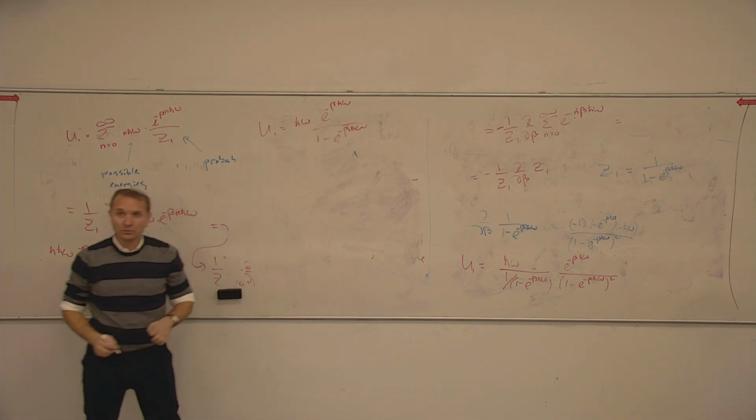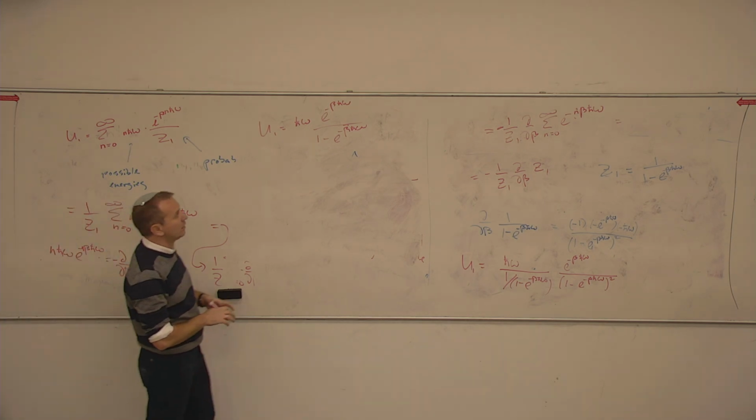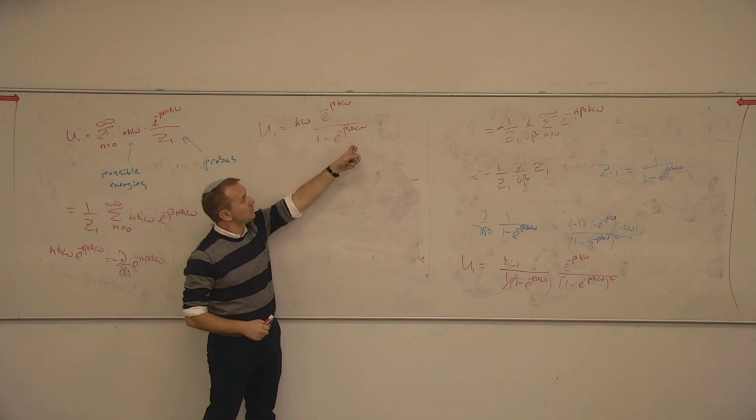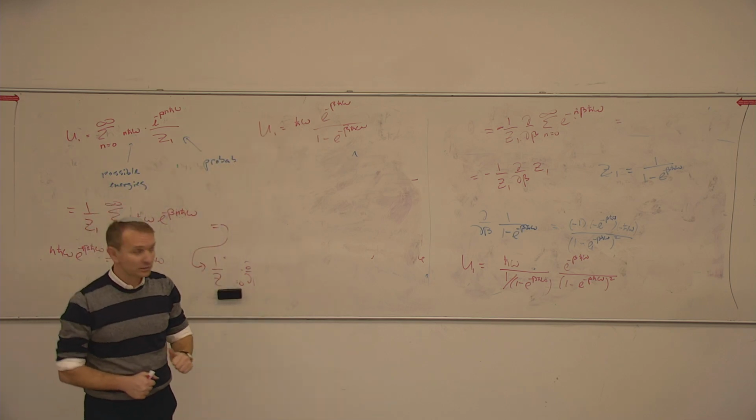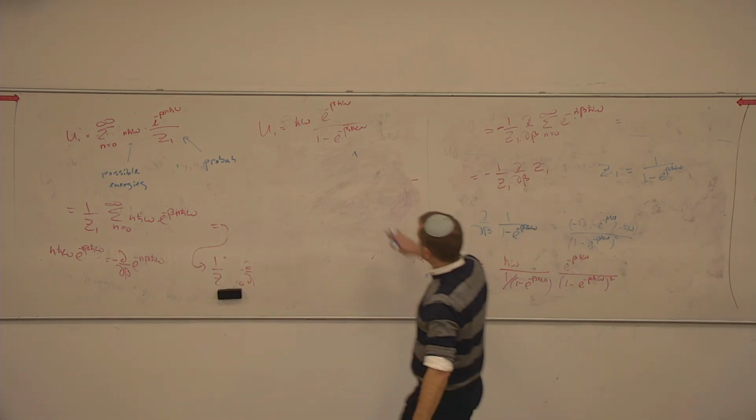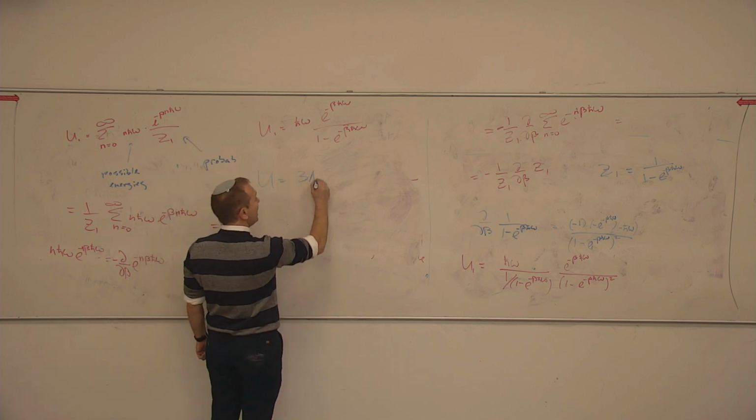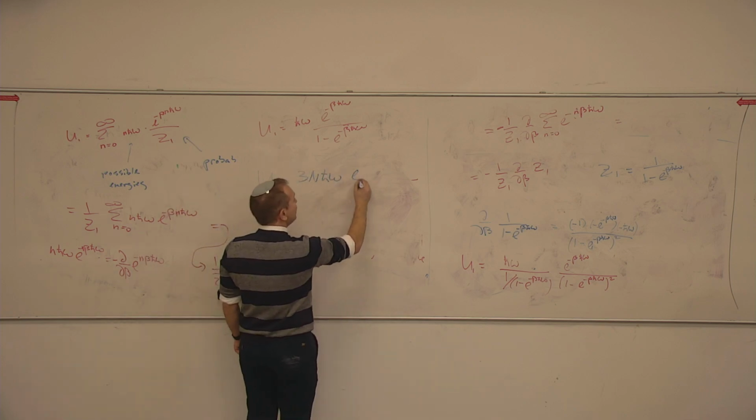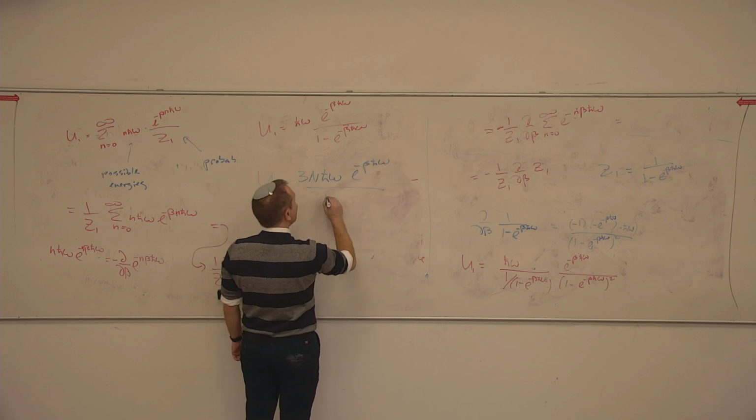The first thing that you check whenever you finish something complex are the units, right? Units of energy. H bar omega is units of energy. Okay, so at least the units are correct. So we know that the total average energy is 3n h bar omega e to the power minus beta h bar omega divided by 1 minus e to the power minus beta h bar omega.